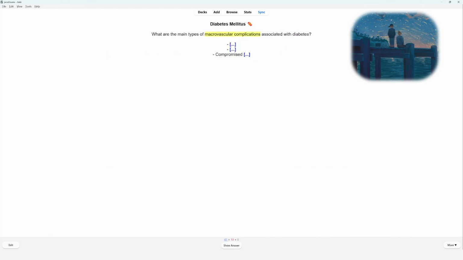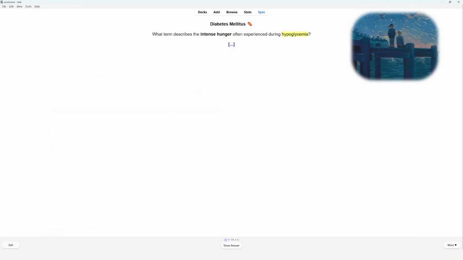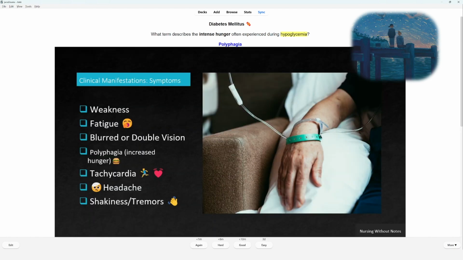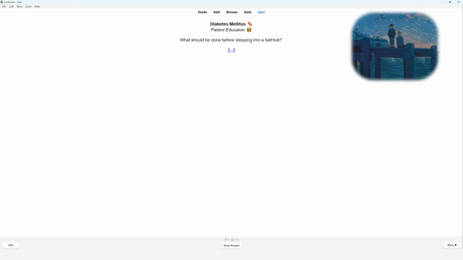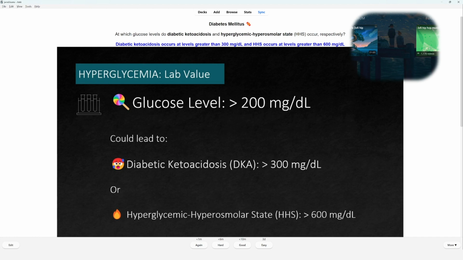What are the main types of macrovascular complications associated with diabetes? Cardiovascular, cerebrovascular, compromised immunity, and healing. Intense hunger during hypo, that's polyphagia. Think phagia, eating, throat. What should be done before stepping into the bathroom? Check the temperature with a thermometer, under 110. Those happen at over 300 or over 200, over 600.